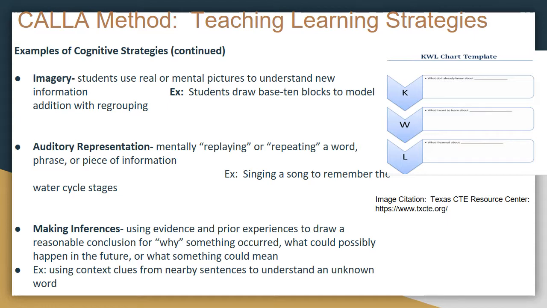In many texts, there are going to be words that students do not know. It's hard to memorize all the vocabulary words in the English language, but through teaching students context clue skills, they can use skills from the sentences close to that unknown word to help understand that unknown word. So that would be an important skill that would be considered a making inference skill of the cognitive strategies.